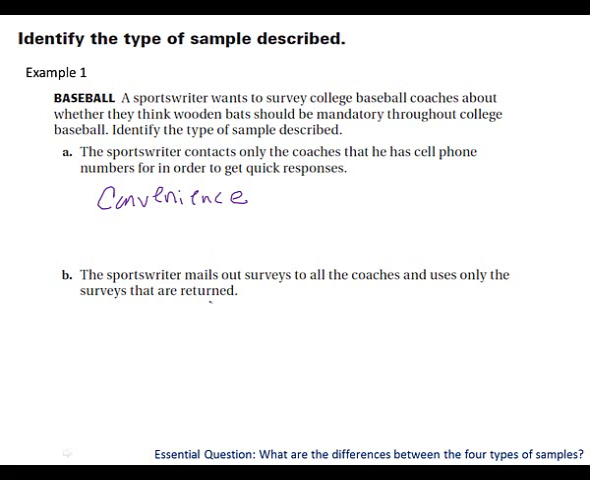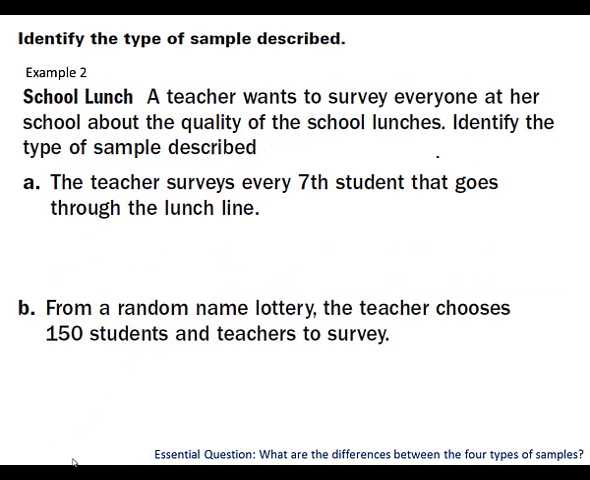Alright, so a sports writer mails out surveys to all the coaches and uses only the surveys that are returned. What's that? Self-selected. That's a self-selection, right? Because the people who wanted to participate actually participated, right? Yes. Alright, looking at example 2. Let's glue that one in real quick. You get it glued in, read it, see if you can decide which types it is.